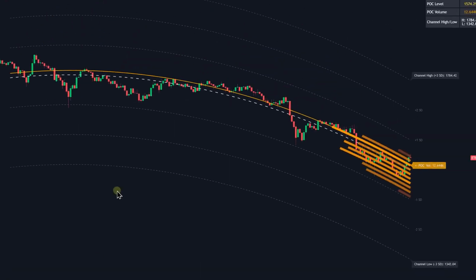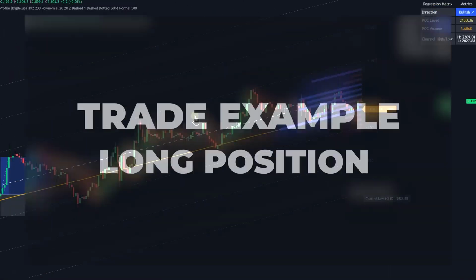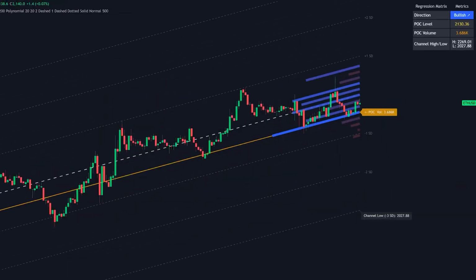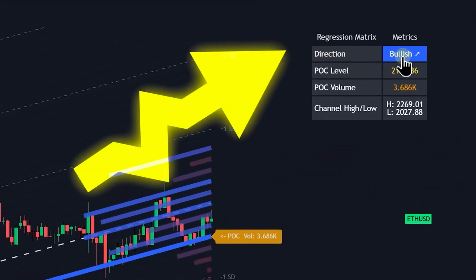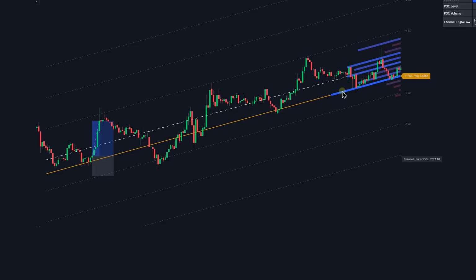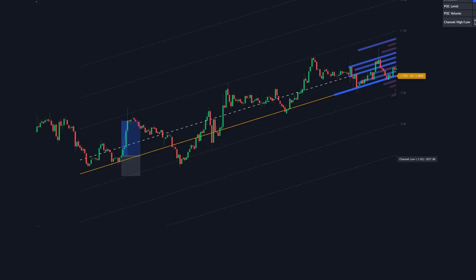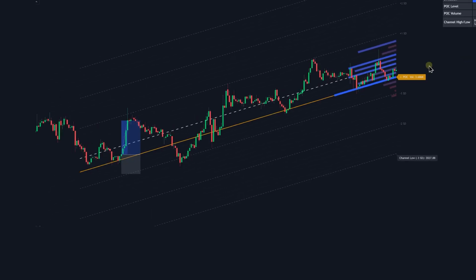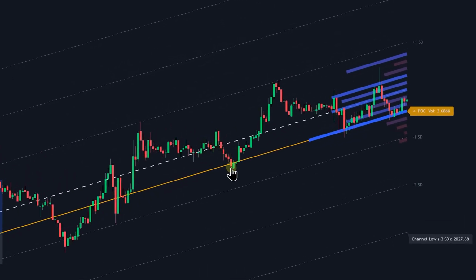Now, let's talk about how we can trade with this indicator. For a buy position, the first condition is that the dashboard should show a bullish direction, or the regression baseline should clearly be curving upward. This tells us that the current model is favoring long positions. The second condition is that the price should pull back into a meaningful area inside the channel. For this particular example, we want price to pull back into the POC level. We don't want to buy when price is already far above the regression structure. We want price to come back into fair value first.